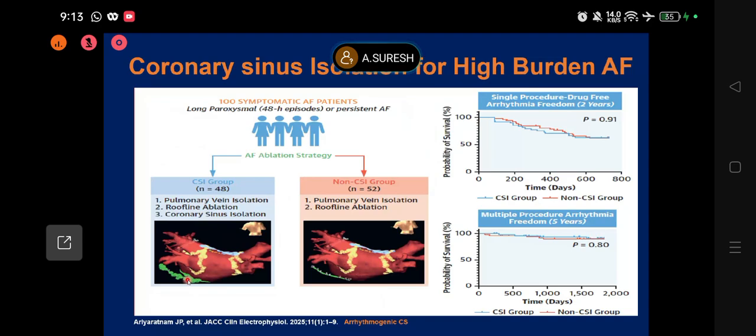So they said you have to reserve coronary sinus isolation for when all other non-pulmonary venous triggers are ruled out, and if you have the CS as a firing source, then only you go for coronary sinus isolation. So more study is needed, but this is the latest study, which has shown that coronary sinus isolation may not be useful for all patients.